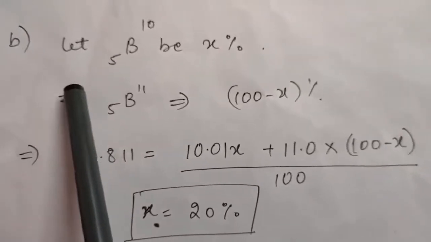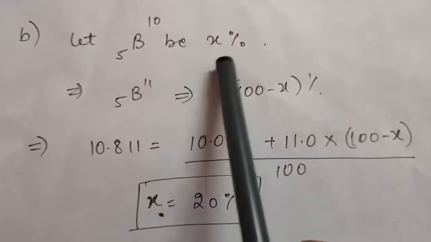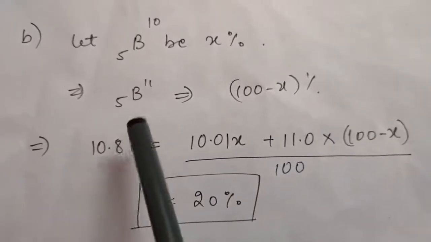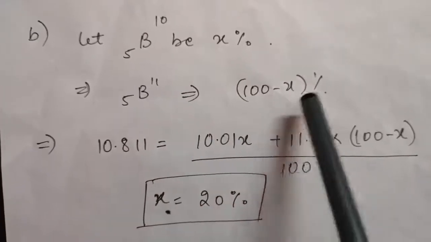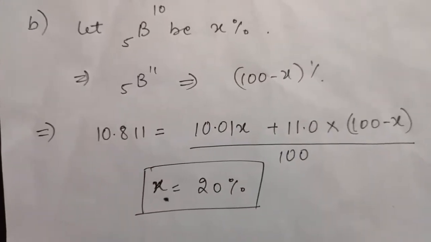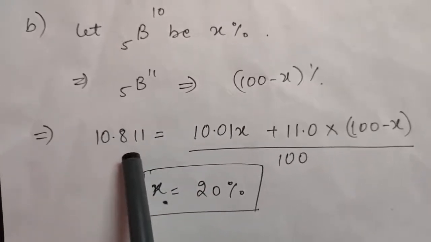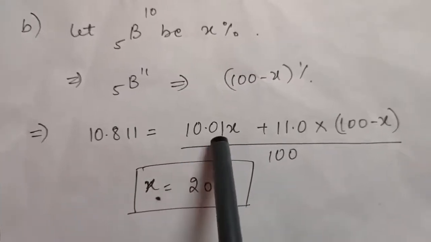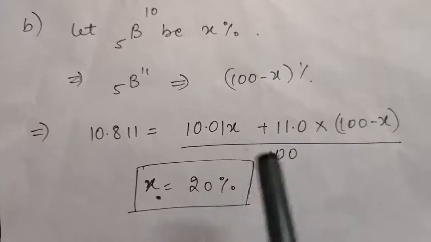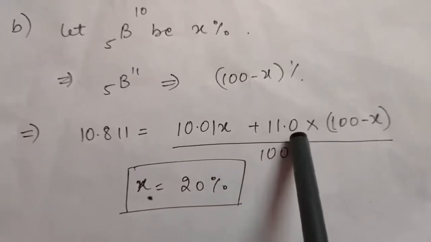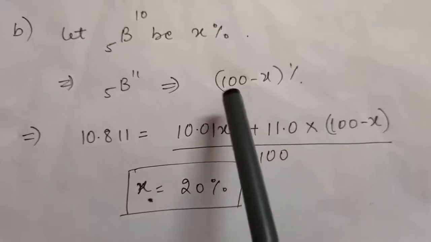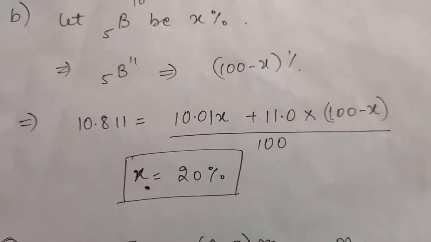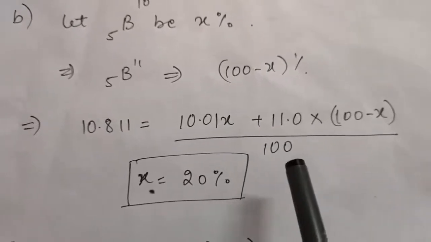So again, let us first of all suppose that abundance of B10 is X%, and because total abundance is 100%, therefore abundance of B11 will become 100 minus X%. Now by using the formula of atomic weight, atomic weight is given to be 10.811U. So this atomic weight will be equal to mass of B10, that is 10.01, into its abundance, that is X, plus mass of B11, that is 11, into your abundance percentage of B11, which is 100 minus X. And as I told you, total abundance is always 100, so that will be upon 100.